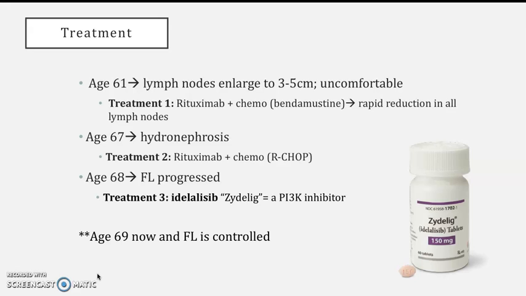But then 6 years after that, he exhibited hydronephrosis again, but this time it wasn't because of a kidney stone, it was because of a lymph node in the ureter. So the doctor put him on a different treatment. It was rituximab and chemo, but this time it was a different combination of drugs in the chemo. And that worked for a year, but then the FL kept progressing, so he was put on idelalisib, or the commercial name is Zydelig, which is a PI3K inhibitor. And that seems to be working because he's now 69 and his follicular lymphoma is controlled.